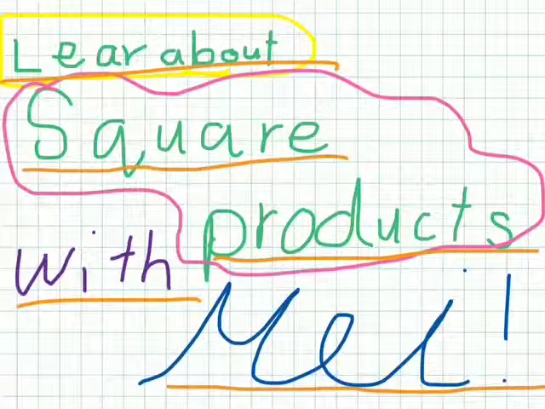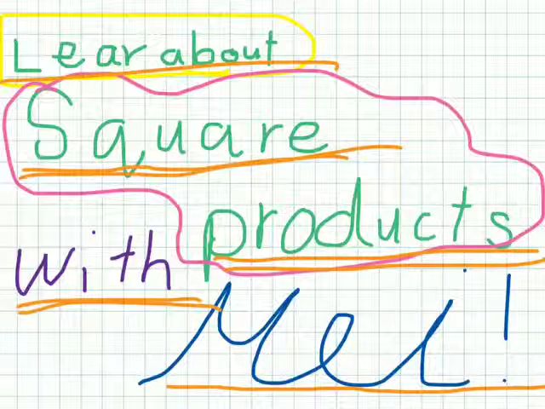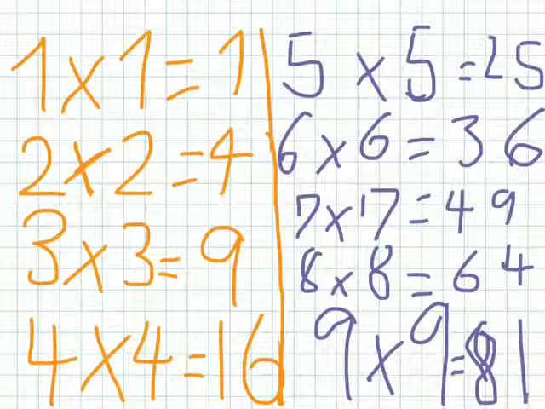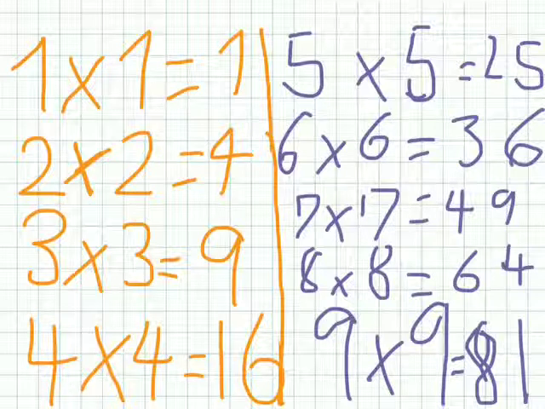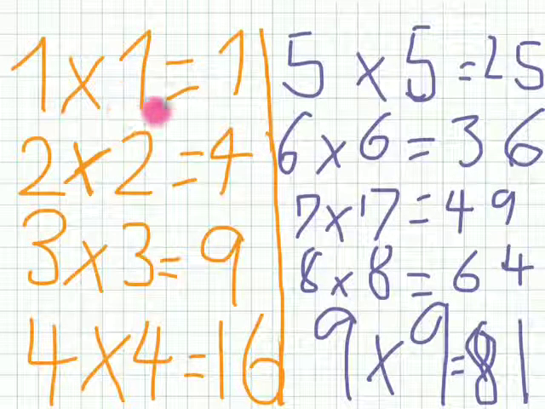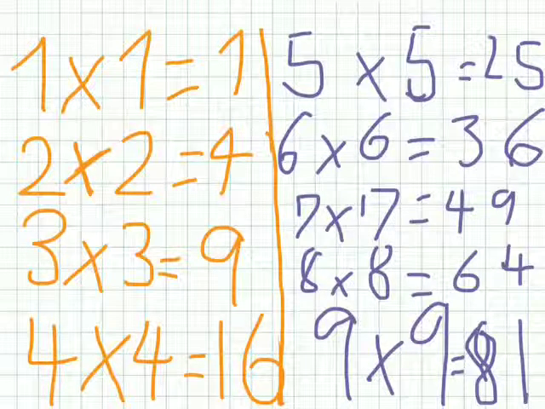Hi, today we are going to learn about square products with Mei, which is myself. A square product is a number that has two same numbers for a multiplication fact. For example, 1 times 1 has two of these ones, so it's a square product.